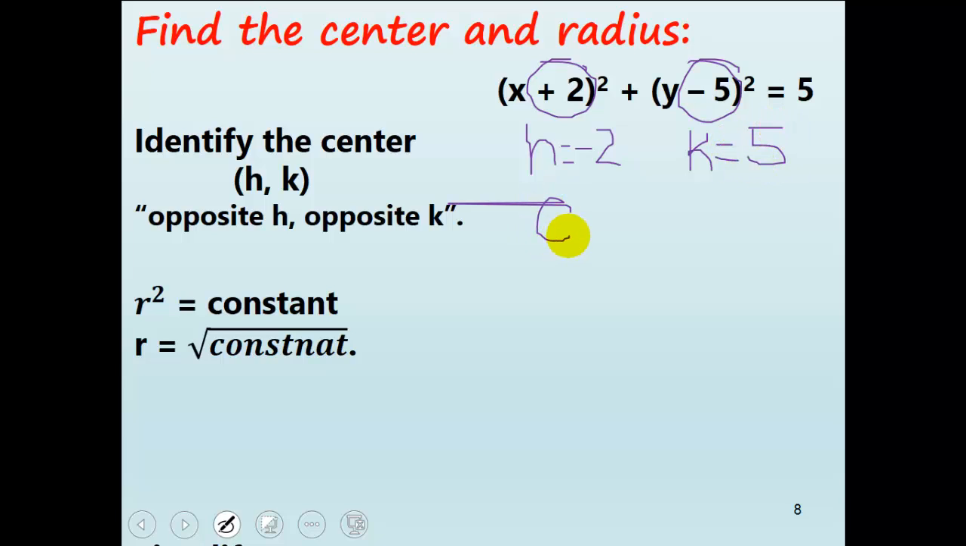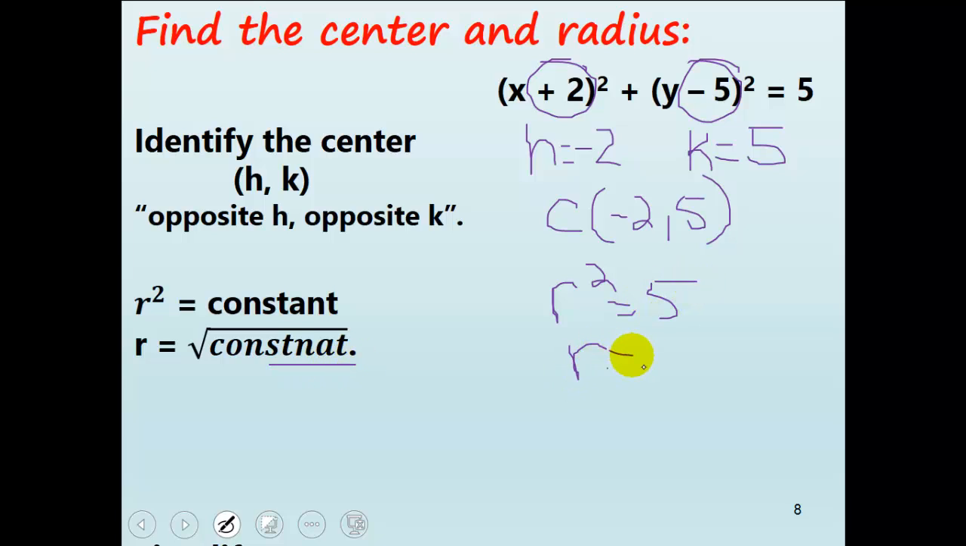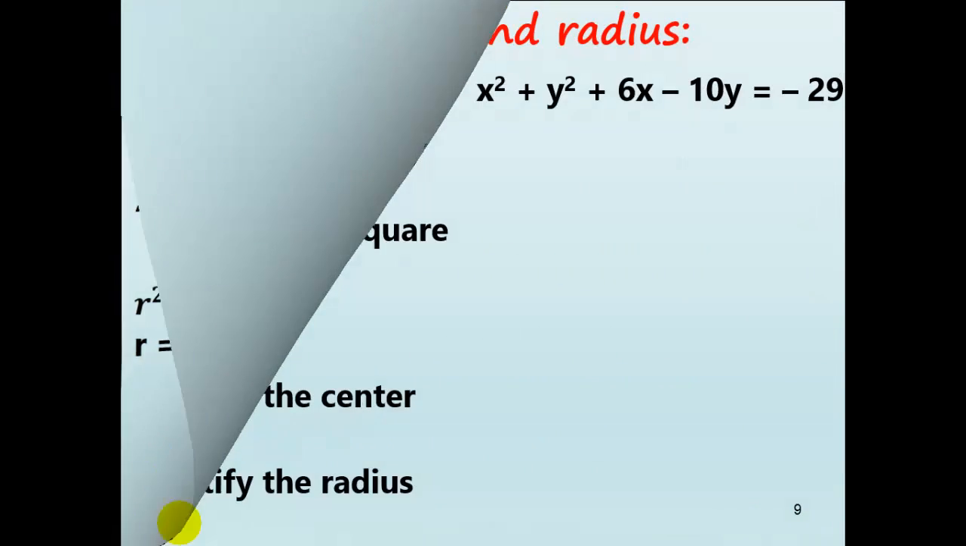So my center is (-2, 5). That's my (h, k), all right? My r squared is going to be 5. Don't you love that? And so r is equal to the square root of 5. So why don't you try the video question? Write it down. If you get it wrong, ask me about it in class tomorrow.